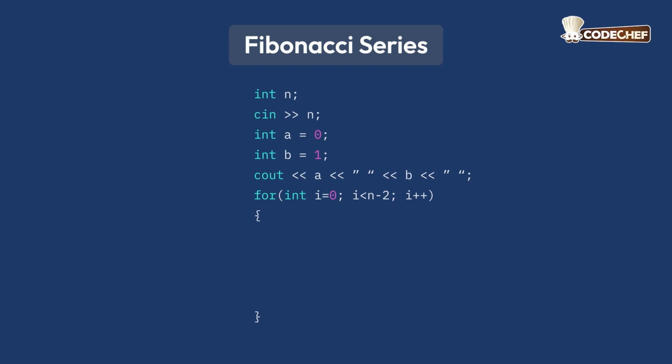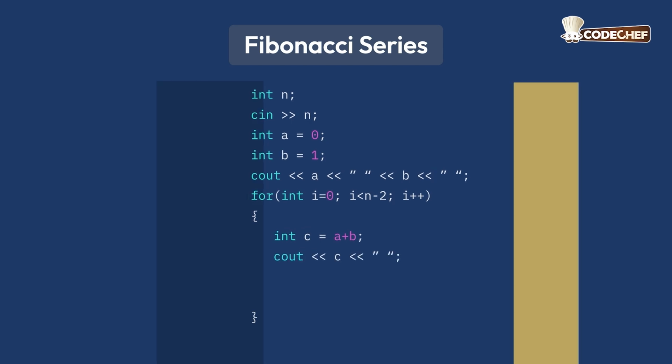First thing we need to do inside the loop is to add the two numbers we stored inside a and b. This addition needs to be stored inside some other variable, let's say c. Once we have calculated c, let's print it out. Our loop doesn't end here.